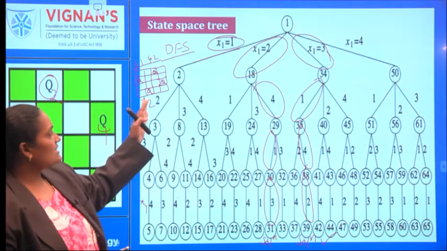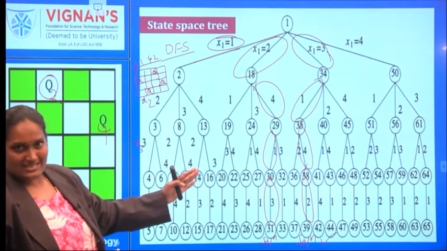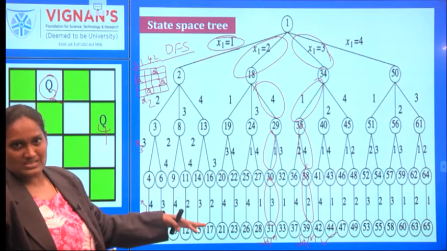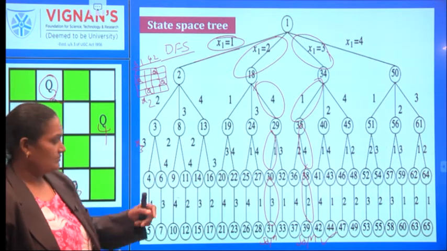Here this gives the state space tree. By searching this state space tree systematically, we can get the solutions for the 4 queens problem. Right.